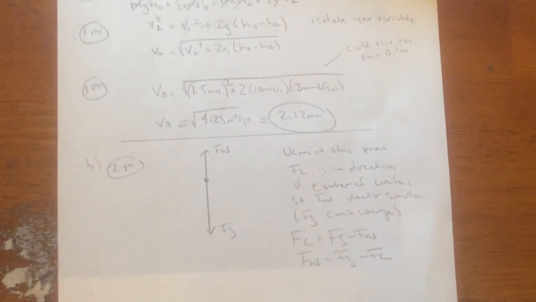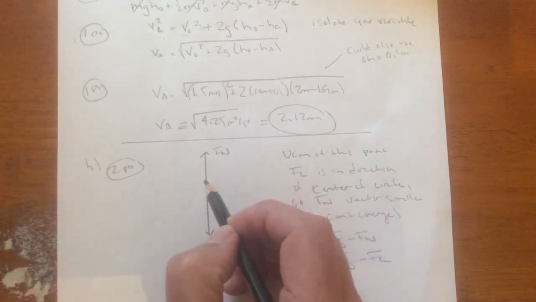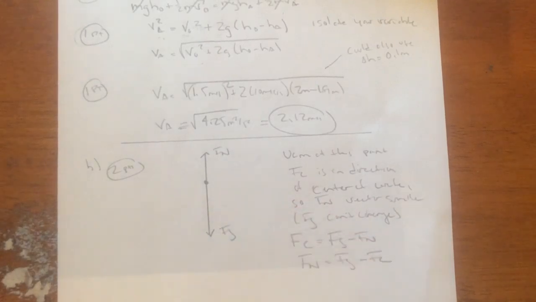Part B, we want to look at our free body diagram. 2 points: one for the normal force, one for the force of gravity. If you draw an extraneous force, if you draw something like this, you're going to lose a point. Yes, the car is moving in that direction, but there's no unbalanced force in that direction.